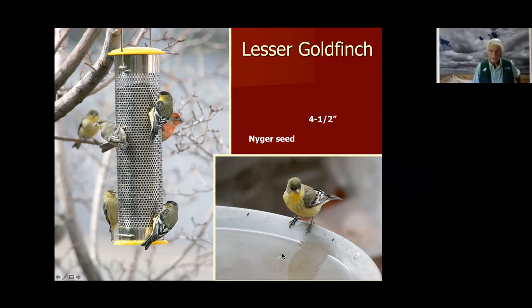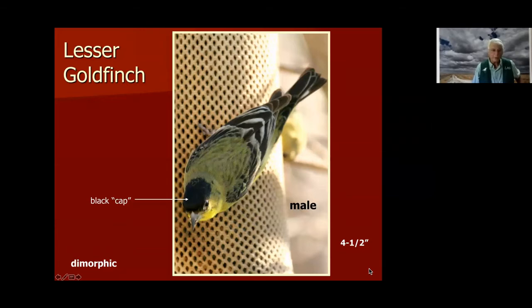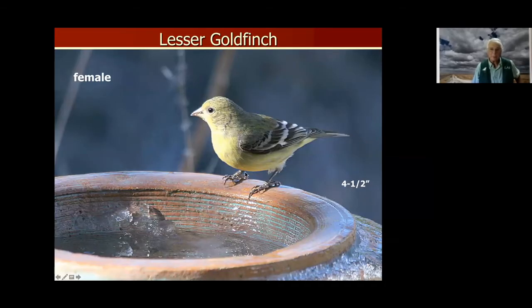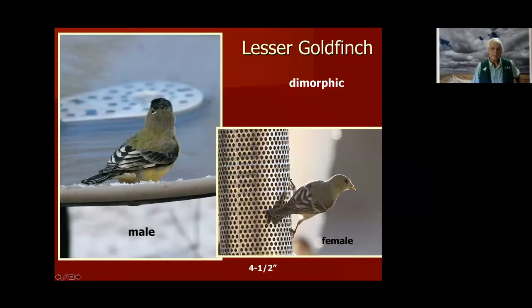And easy to tell the male from female because they're dimorphic. The male has got this black cap, we call it, all across the crown and down the back of the neck. And then the rest of the body is, I guess you call it, olive greenish with some black streaks. The wings are black with white edges to them, and there's a black tail with white spots in there. This is the female. Looks pretty much the same over the rest of the body, but she doesn't have the black cap. Okay, same size, 4.5 inches. So there's the male lesser goldfinch here on the left, female on the right.